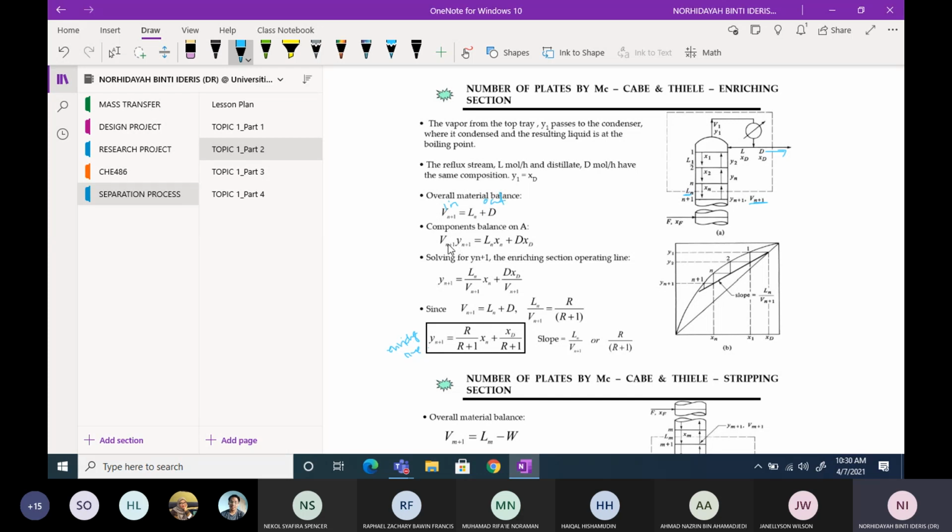And for the component balance, what you're going to do is multiply by the mole fraction of A respectively. So V in vapor, multiply by the mole fraction in vapor.